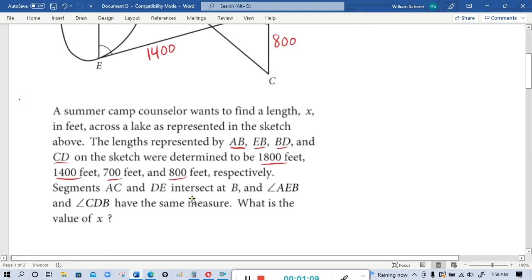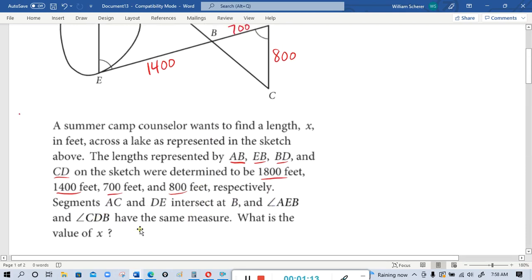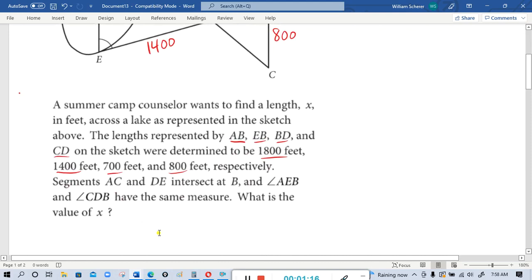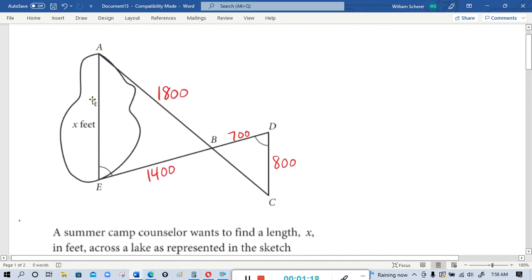Segments AC and DC intersect at B. AEB and CDB are the same measure. What is the value of X? AEB is this angle here, and BDC is this angle here. So those are already marked congruent. And now we only have to prove one other pair of angles congruent to prove they're similar.